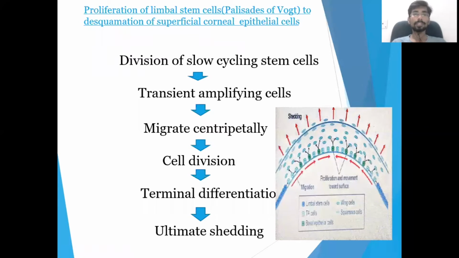Proliferation of limbal stem cells leads to desquamation of superficial corneal epithelial cells. This involves division of slow-cycling stem cells. Here the limbal stem cells are modified into transient amplifying cells. They migrate centripetally and undergo cell division, terminal differentiation and shedding.